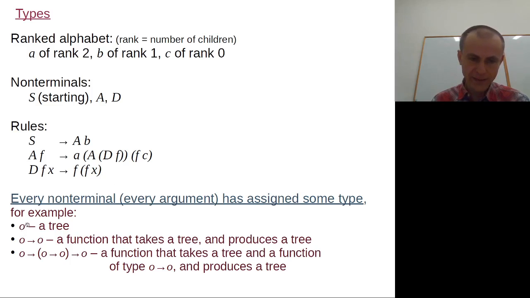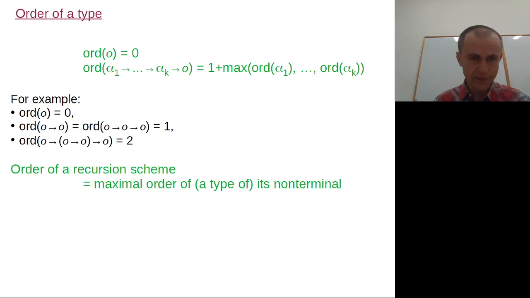So, what are the types? o is the ground type, a type of a tree. This is a type of a function that takes trees and produces trees. The next type is a type of a function that takes a tree and takes a function from trees to trees and generates trees, and so on. Such types can be assigned to everything in this example.